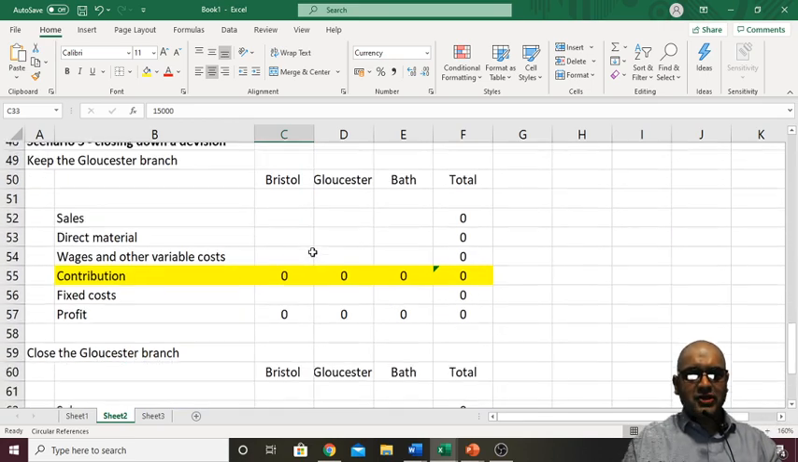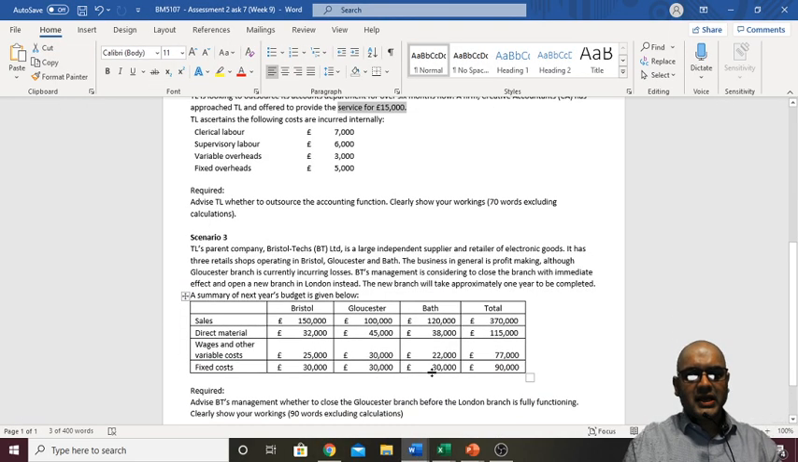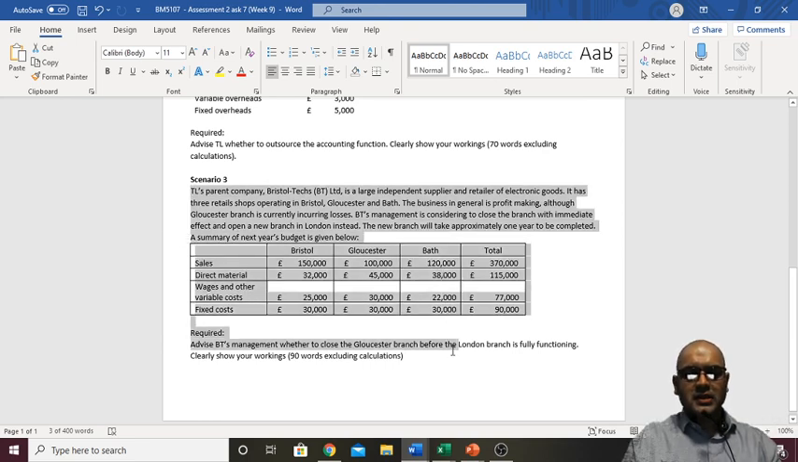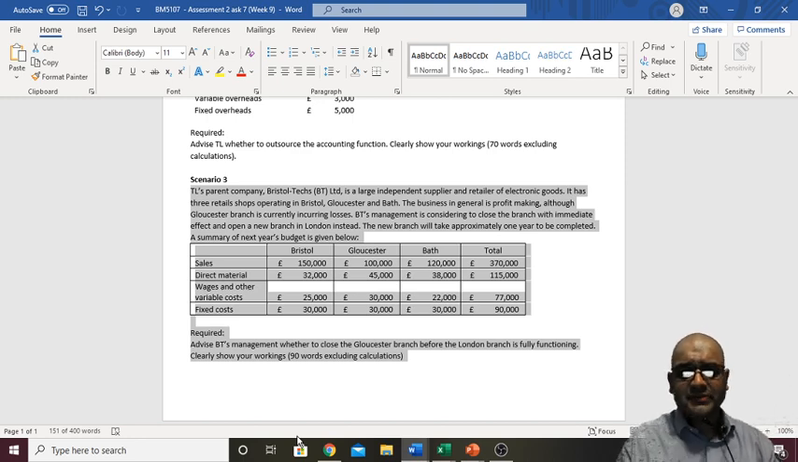Okay, now moving on to scenario number 3. That is very, very interesting. So here we have TL's parent company, Bristol Tax, BT, a large independent supplier and retailer of electronic goods. It has 3 retail shops operating in Bristol, Gloucester and Bath. The business in general is profit making, although the Gloucester branch is currently incurring losses. BT's management is considering closing the Gloucester branch with immediate effect and opening a new branch in London instead.